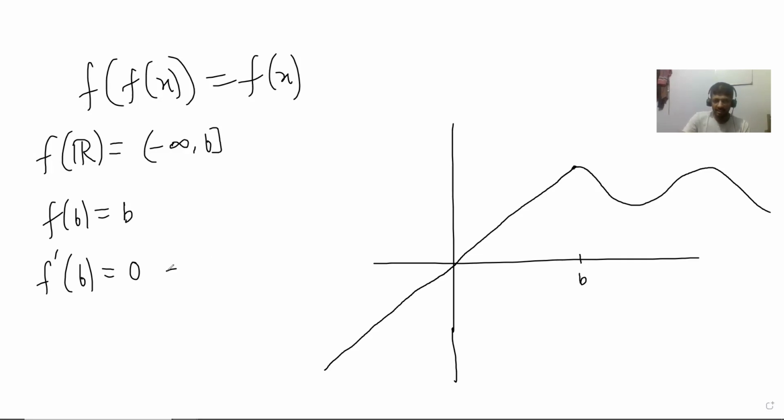The derivative is not 0, it is increasing. Yeah, yeah. The derivative is 1, exactly, as you said. Right, done.